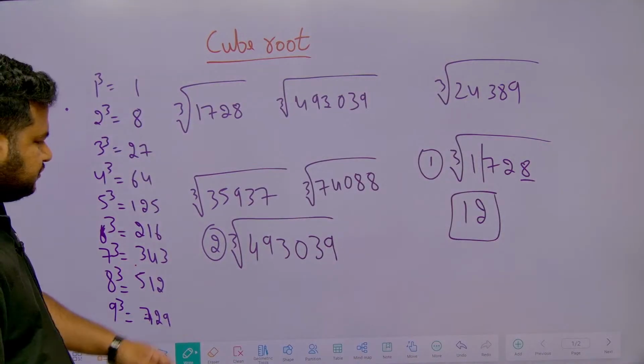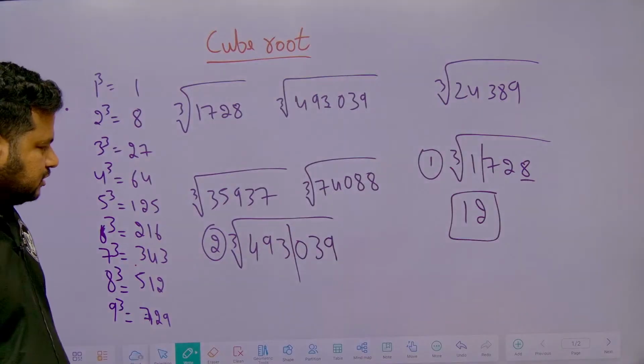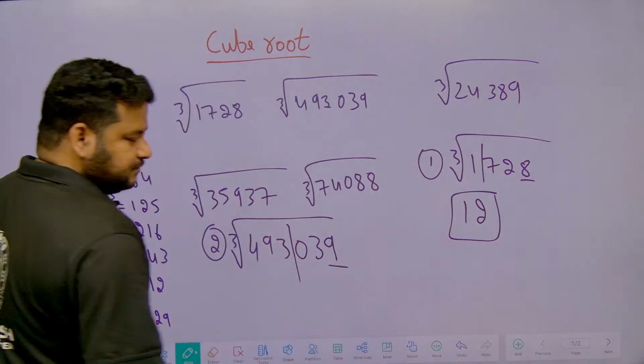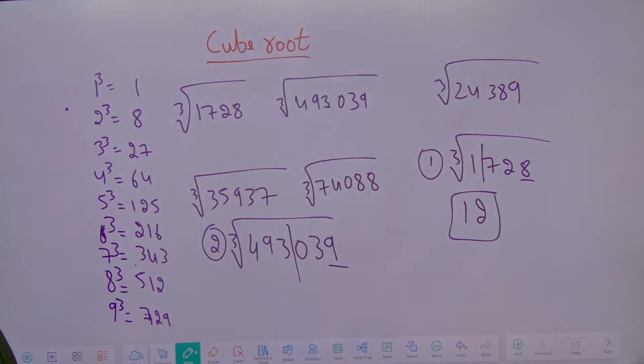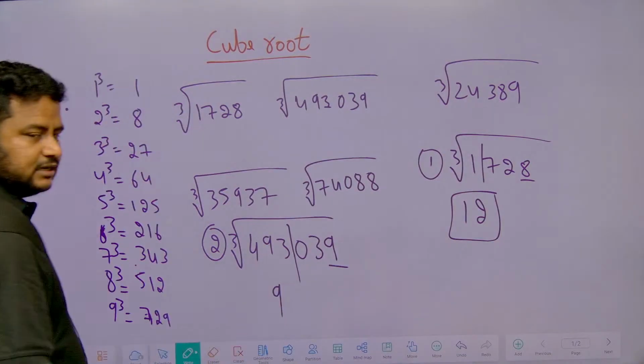493039. All of you observe. After 3 numbers I will draw a line. Now it is ending with 9. For which cube am I ending with 9? For 9 cube. I will write 9 here.